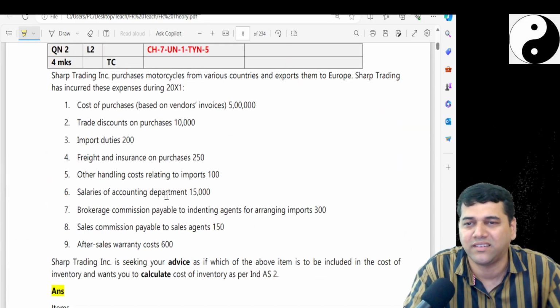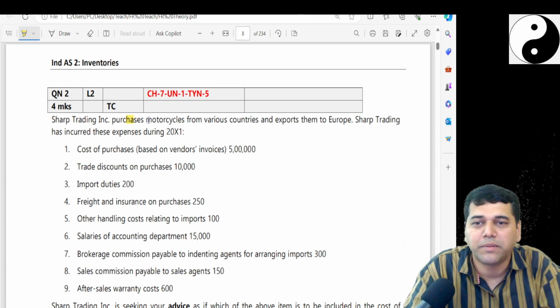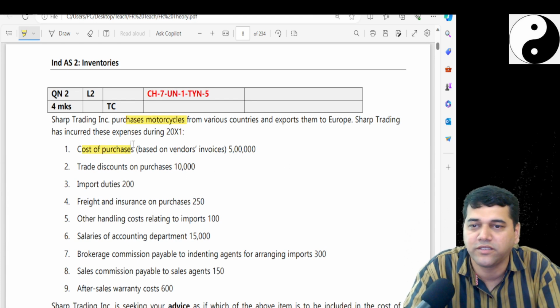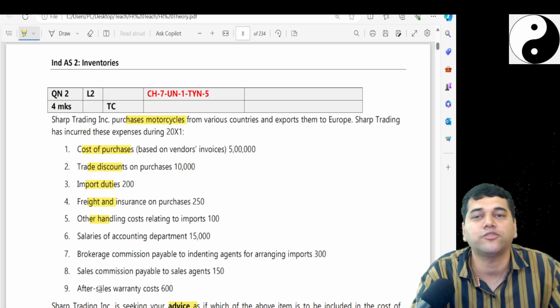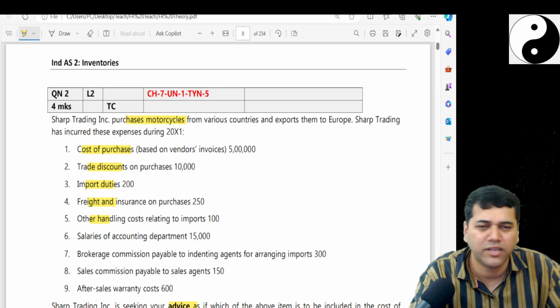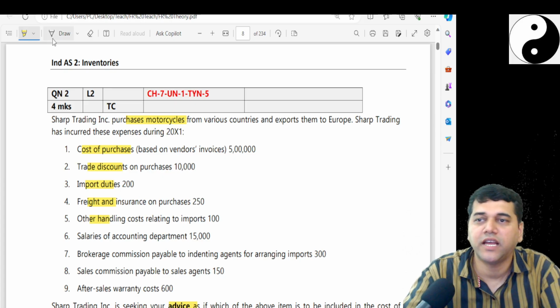Next question, again, low probability, I don't know. They purchased motorcycles, cost of purchases, trade discount, import duty, freight. Okay, Sharp Trading is seeking your advice on which of the items to be included and to calculate the cost of inventory. Yes, students, please pause the video and tell me the number. You can use the calculator only here. Yes, so we'll compare. How much is the answer?